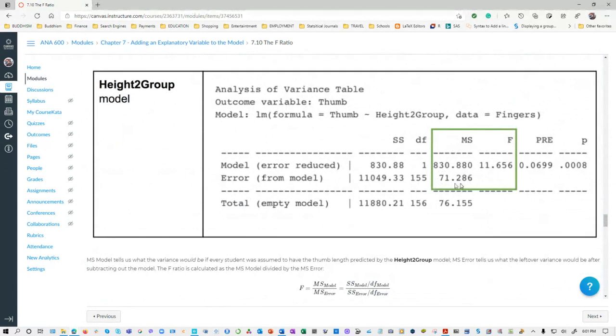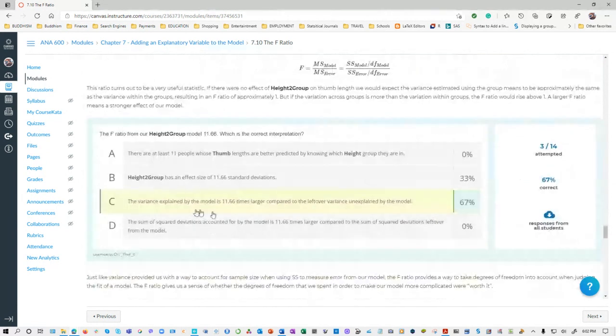This is what has not been explained by this particular model, not the empty model. Look at how much is left over. Compared to this leftover, the explained part is higher, 11 point something. It's good. That's why they say 11%.